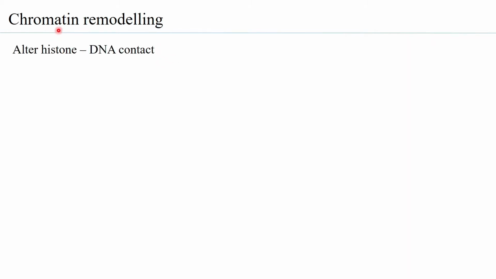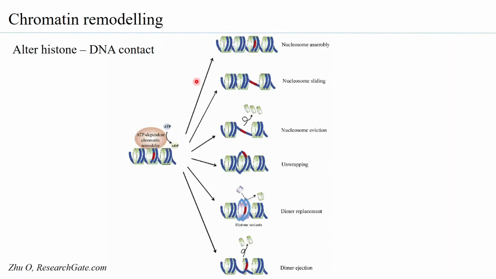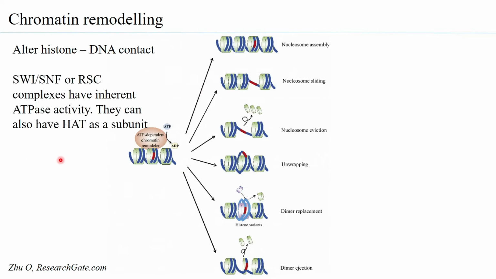Now, chromatin remodeling is basically altering histone-DNA contact. And there are several ways by which the histone-DNA contact varies, which is what we are going to see. But what is most important to understand is that most of the key chromatin remodelers, so there are several complexes present in the cells that are responsible for chromatin remodeling. For example, in yeast, you have the SWI/SNF complex, and you also have the RSC complex. Similarly, in humans, you will have other complexes present that can act as chromatin remodelers.